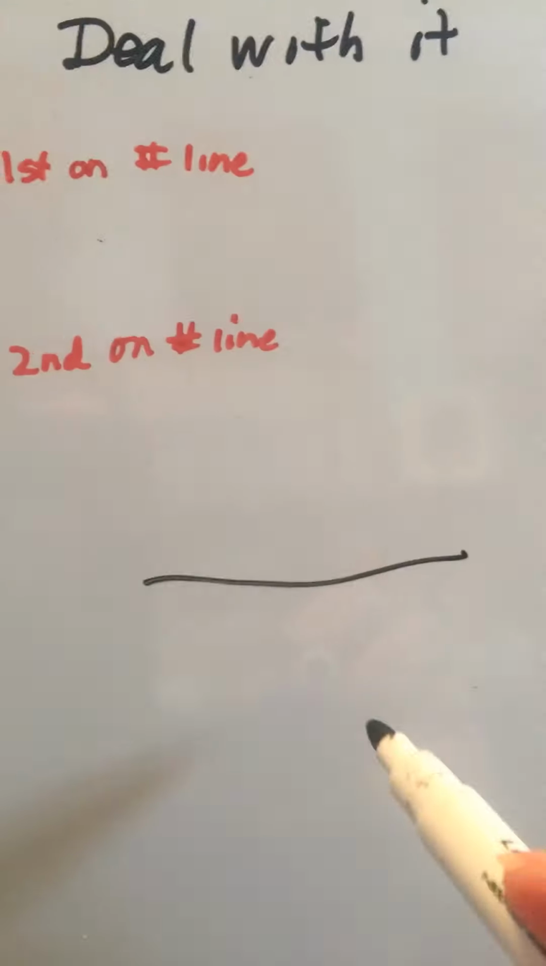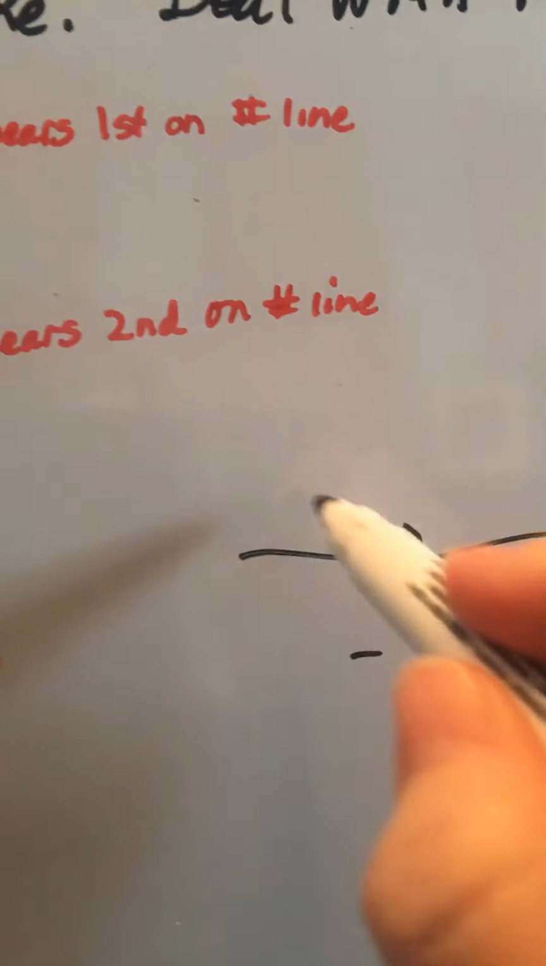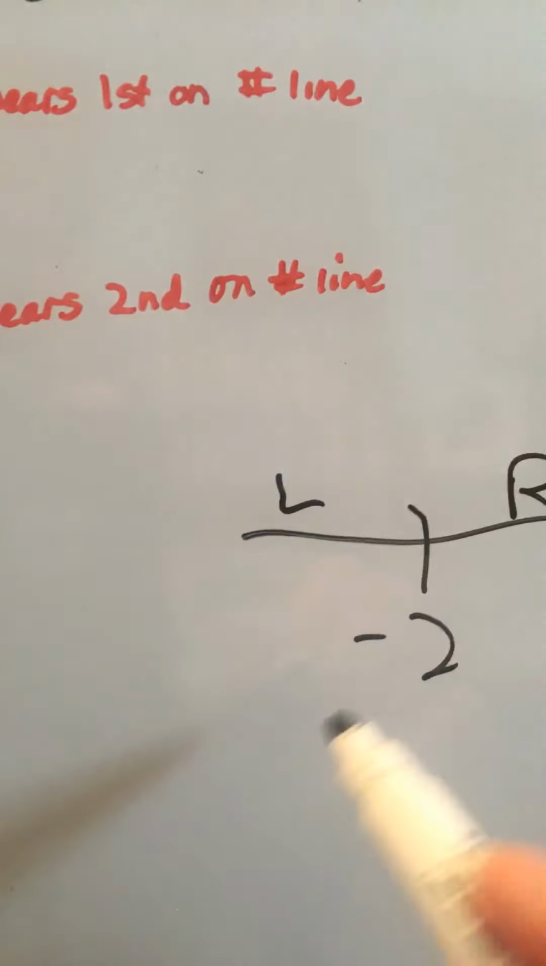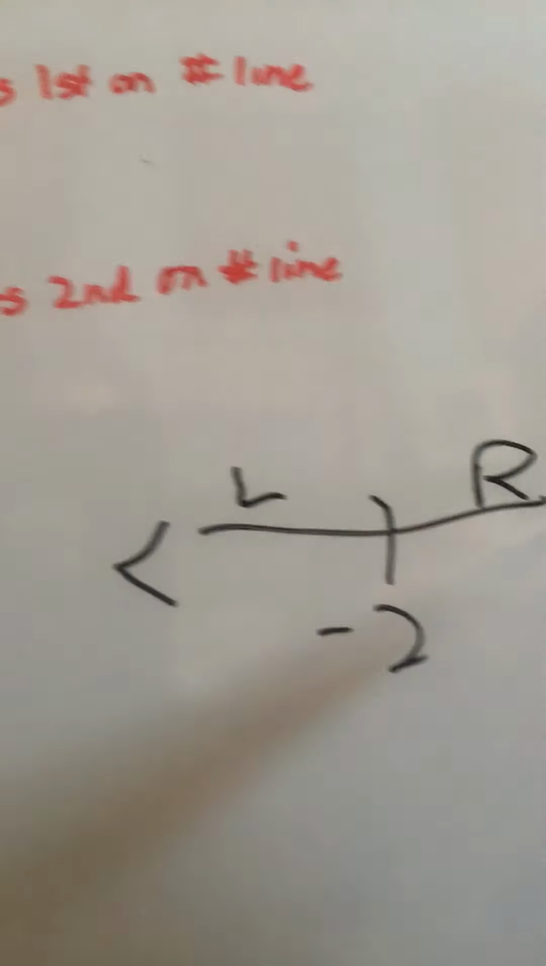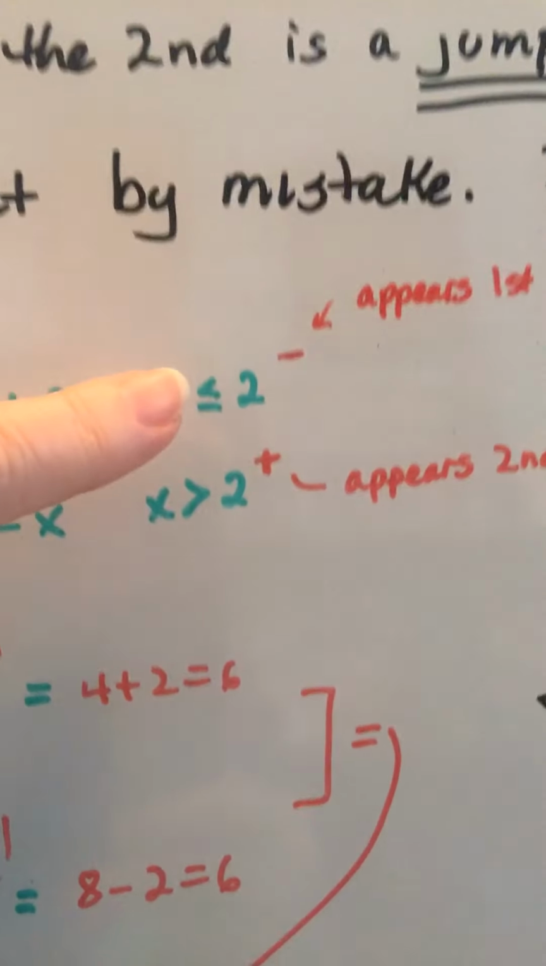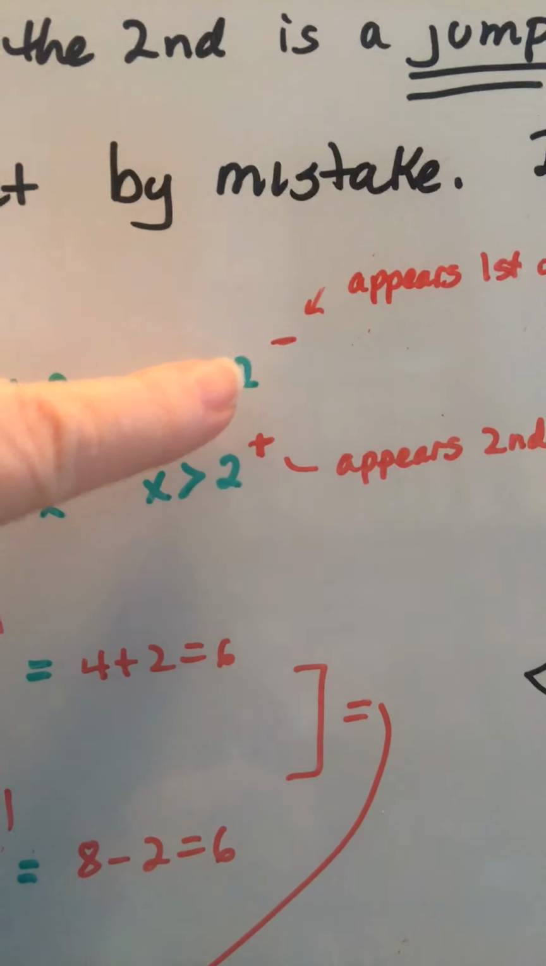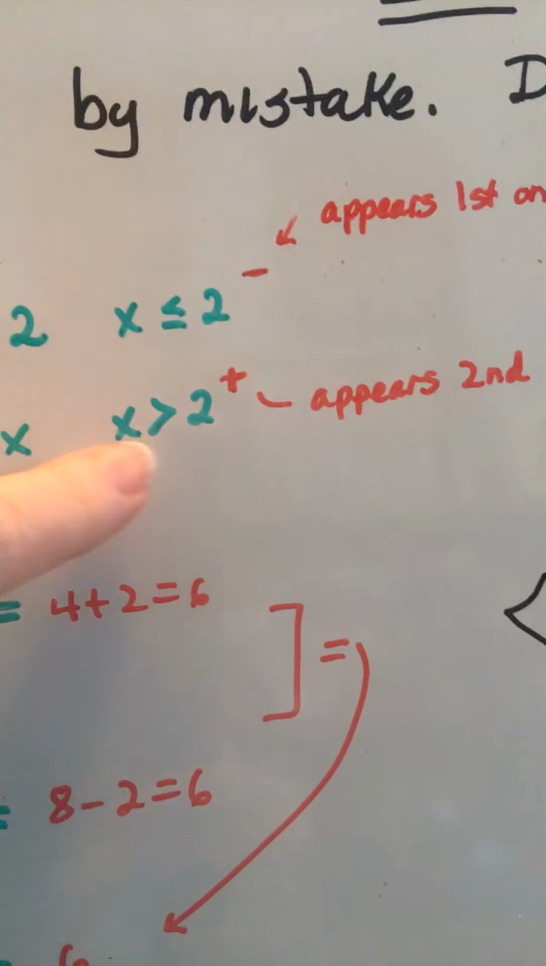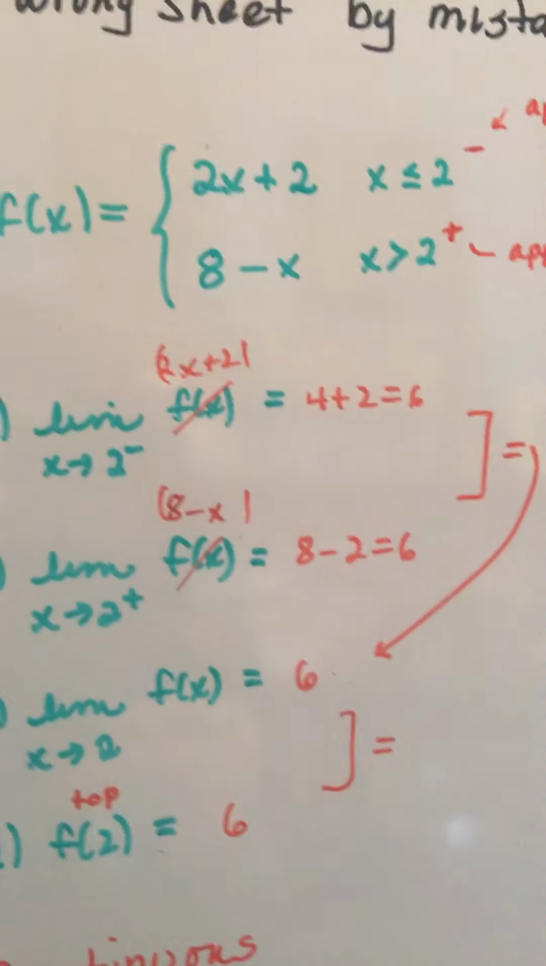So, now something that we need to remind ourselves of and learn is that here is your number line. And here's -2. Here's the left side. Here's the right side. Over here, we're less than, and over here, we're greater than. So, the first time I see the 2, I'm on the left side. The second time I see the 2, because it says greater than, I'm on the right side.